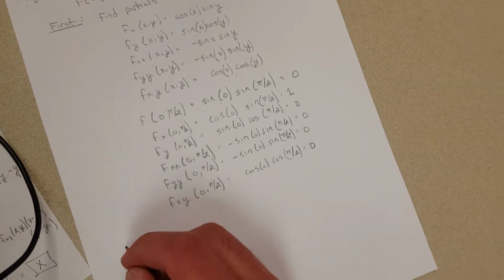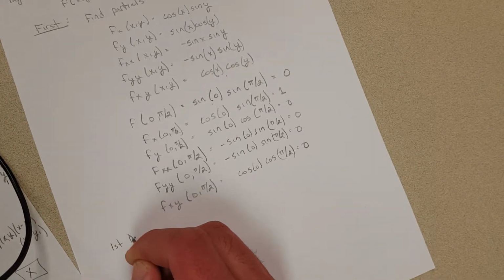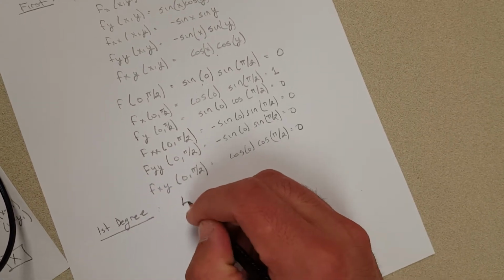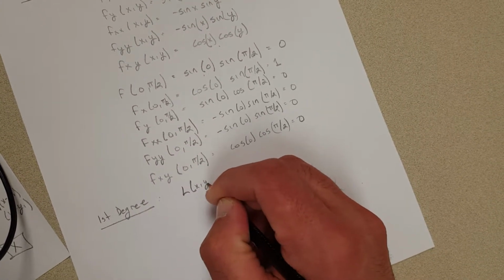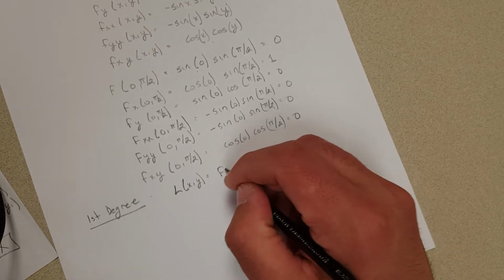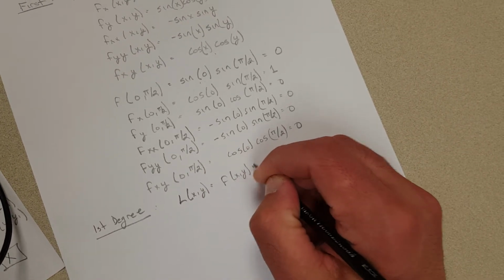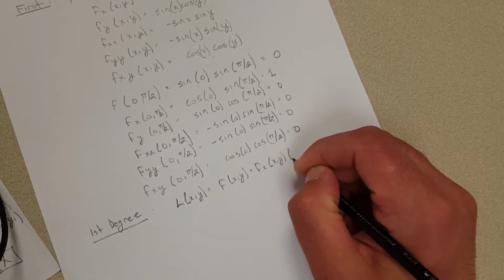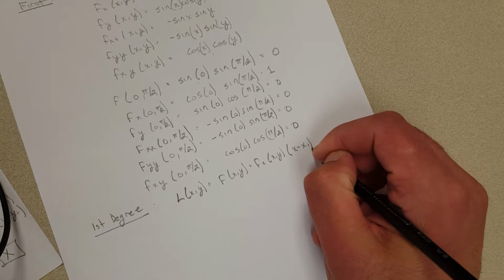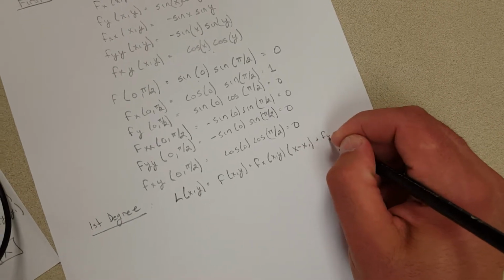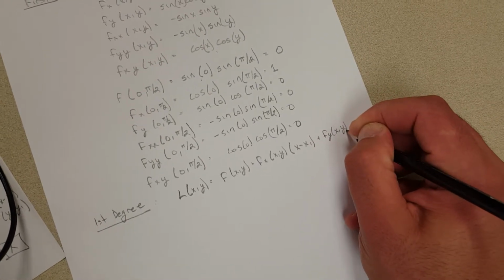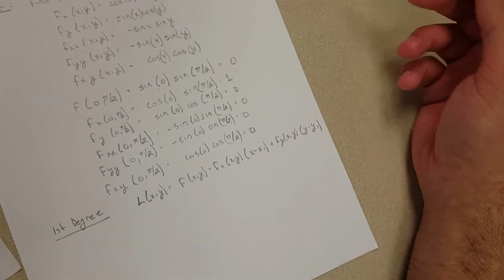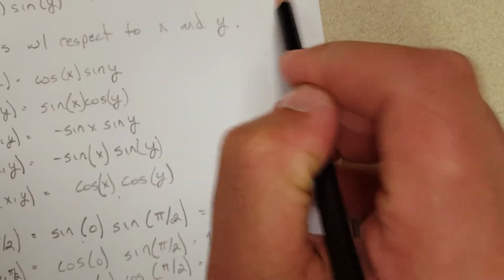And now our first degree, our original equation is L of x, y equals f of x, y plus f of x, x y times x minus x1 plus f of y, x y times y minus y1, where x1 and y1 are these points right up here.